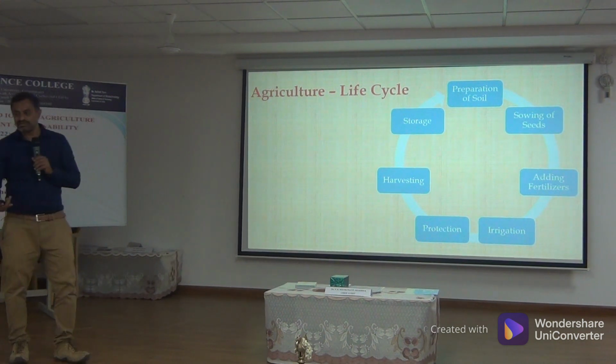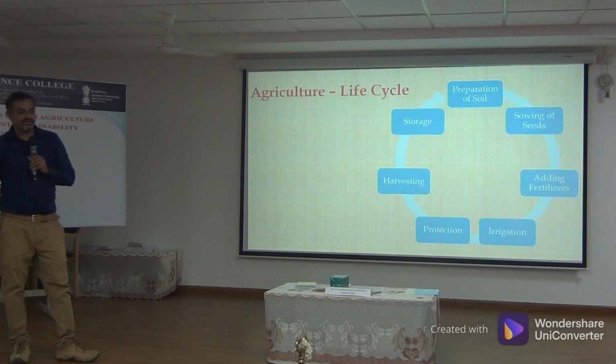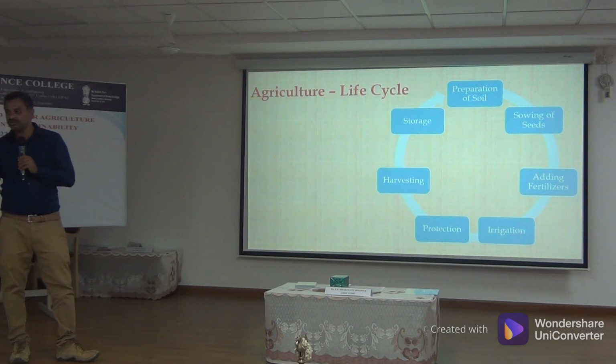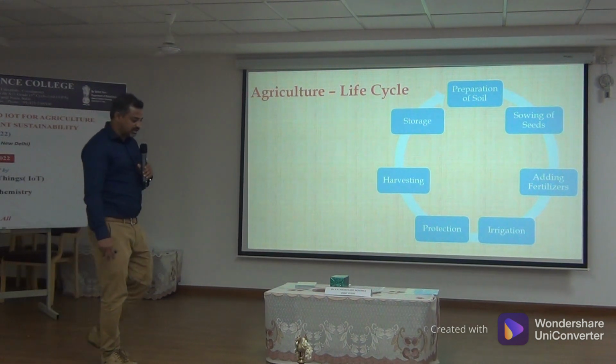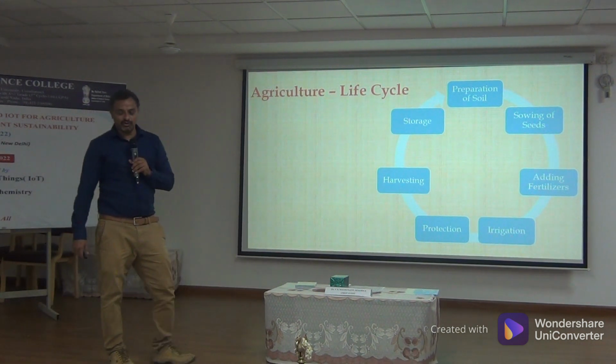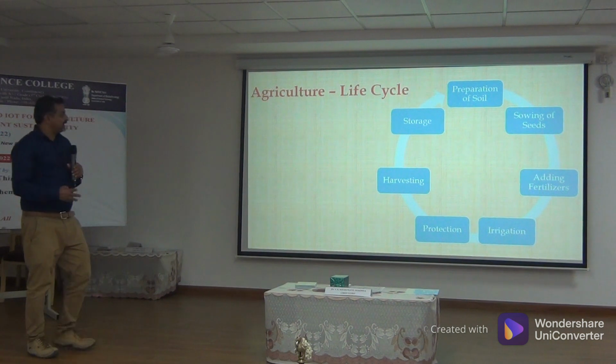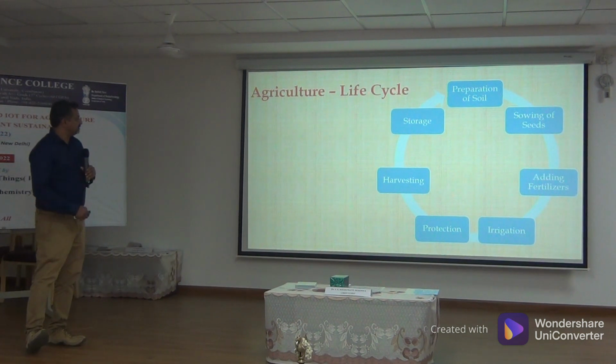And lastly, the storage. Of course, we really want to protect it well and store it well for all the climatic conditions happening in and around. Okay. So this is the agriculture life cycle, starting with the preparation of soil, to sowing seeds, irrigation, harvesting, and finally storage.